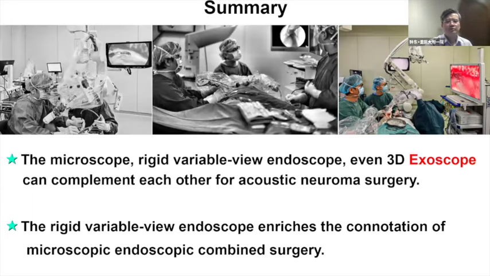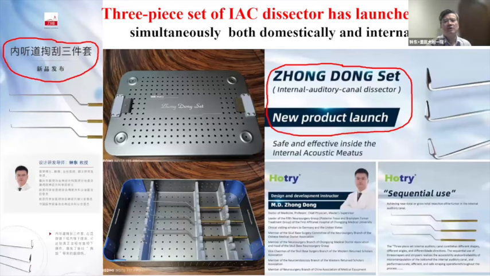The microscope, rigid variable view endoscope, and even the 3D exoscope can complement each other for acoustic neuroma surgery. The rigid variable view endoscope enriches microscope-endoscope combined surgery. The 3-piece set of IAC dissectors has launched this year.